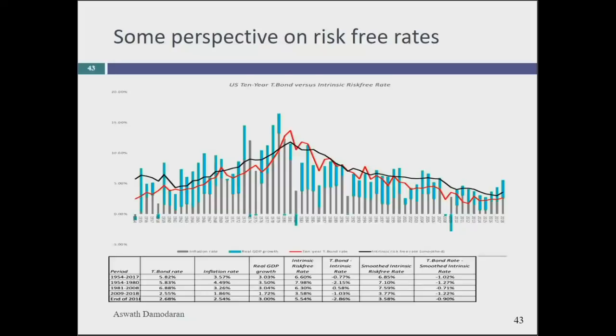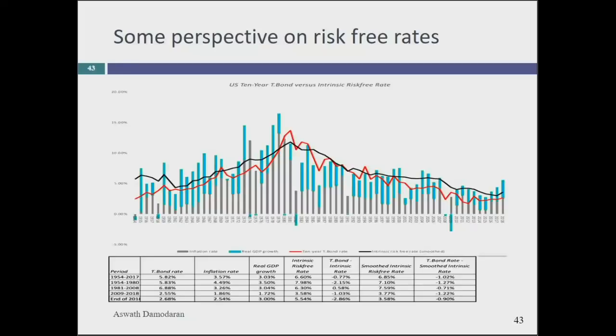So in this graph, the gray part is my inflation rate every year. And then I looked up the real GDP growth every year, which is a rough proxy for the real interest rate. So what I've done is taken the inflation rate. Let's say the inflation rate is 2%, and real GDP growth is 3. 2 plus 3 is 5, and I'm going to call that my intrinsic risk-free rate. And I've graphed that. So the gray line is my intrinsic risk-free rate.